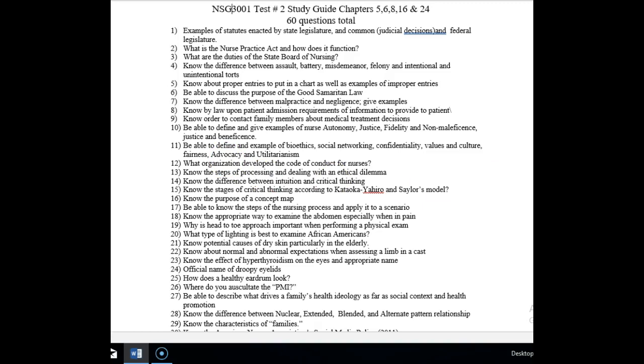We already talked about advocating, which basically means that you're speaking up for an individual, especially when there's someone that can't speak for themselves. Also, utilitarianism means that you're trying to basically do the greatest good for the greatest number of people.